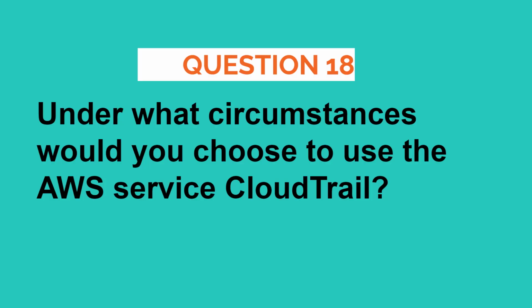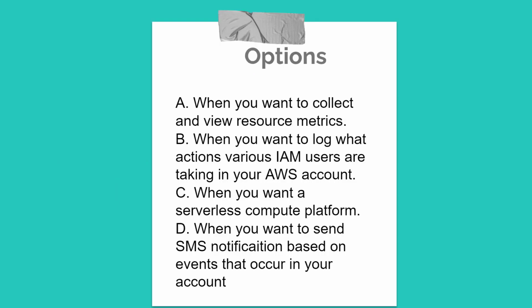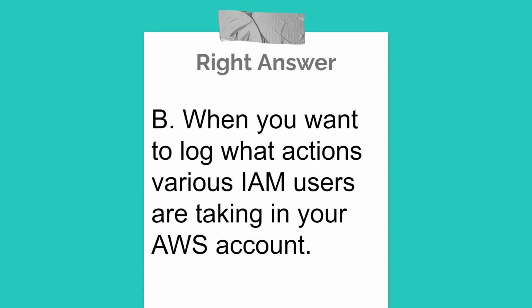Question 18. Under what circumstances would you choose to use the AWS Service CloudTrail? Options. A. When you want to collect and view resource metrics. B. When you want to log what actions various IAM users are taking in your AWS account. C. When you want a serverless compute platform. D. When you want to send SMS notifications based on events that occur in your account. Right answer is B. When you want to log what actions various IAM users are taking in your AWS account.